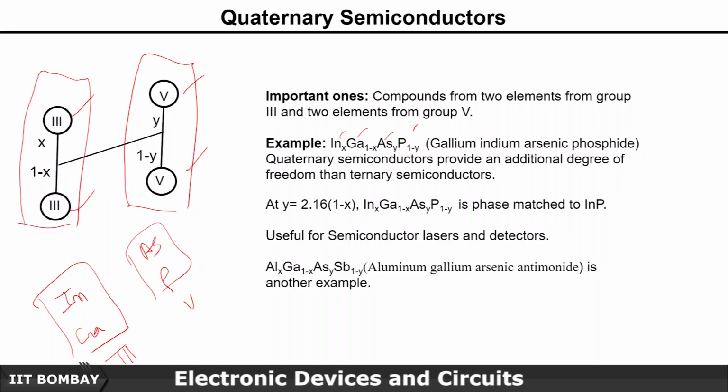So quaternary semiconductors provide an additional degree of freedom compared to ternary semiconductors, and again the lattice matching has to be there with indium phosphide. So at y equal to 2.16 times (1 minus x), you can achieve that, and again it is useful for lasers, detectors and many other applications, but we need to keep in mind this lattice matching has to be there.